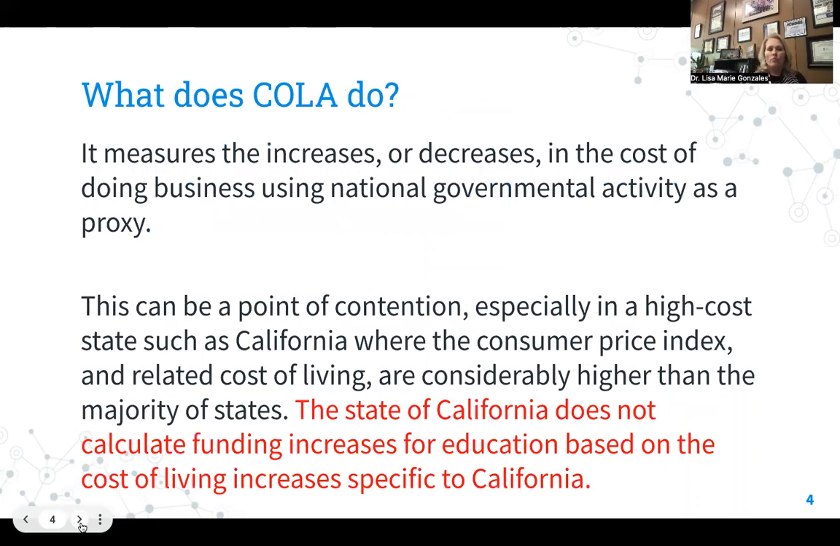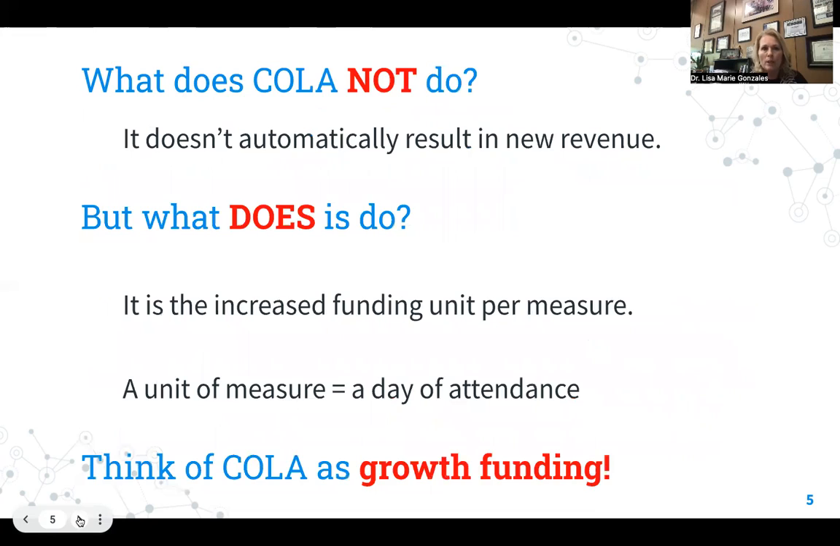So what does it do? It is really intended to measure, again, those costs that I mentioned of doing business. And it's something that the national government takes a look at. And these are words that are straight out of Ed Code, which is why they're pretty technical here. But the challenge that we have in California is that when you see COLA, you don't necessarily see it adjusted for California. And as you all well know, the cost of living in California, especially here in the Silicon Valley, is certainly much, much higher than it is in most other areas of the nation. So that's a little bit about it.